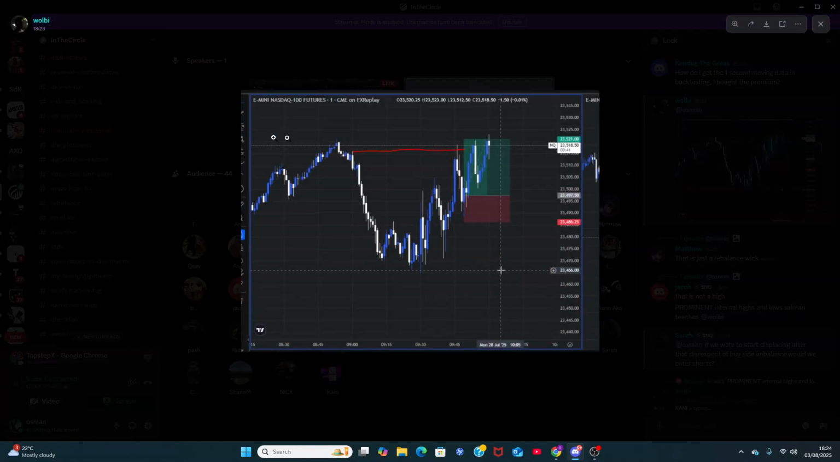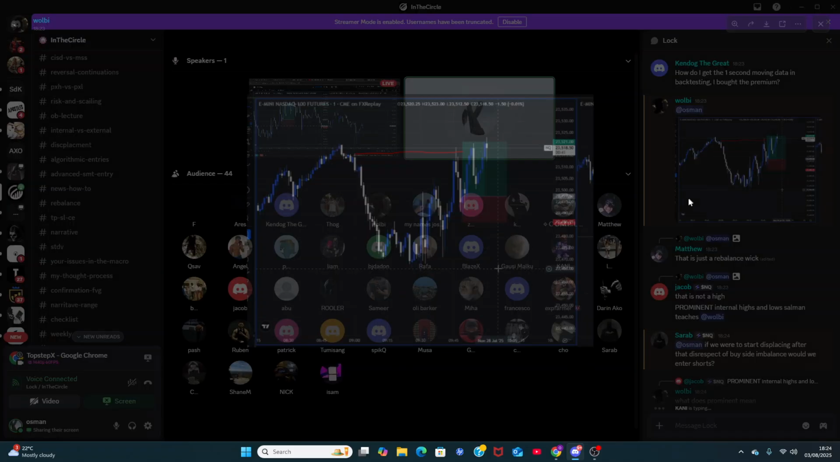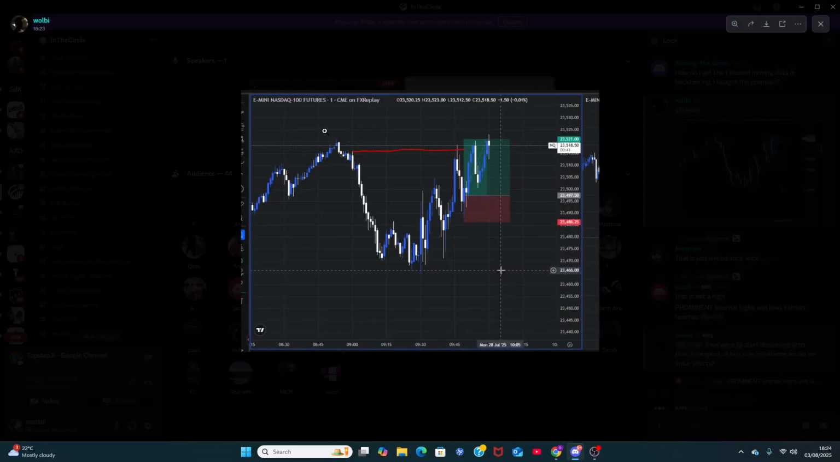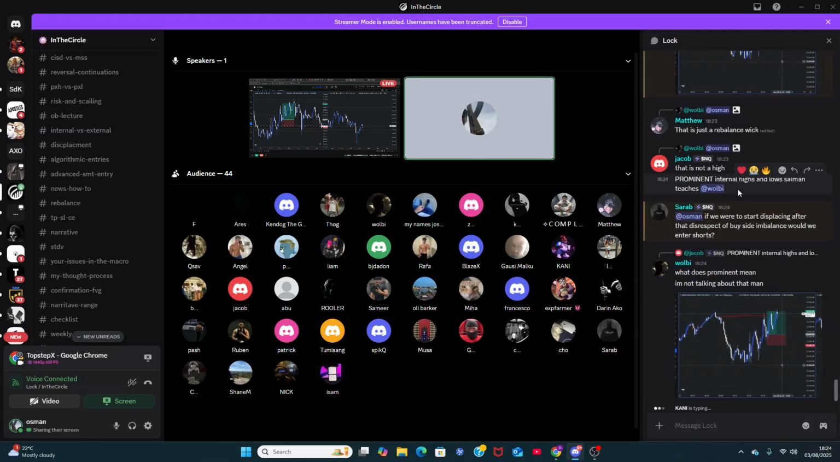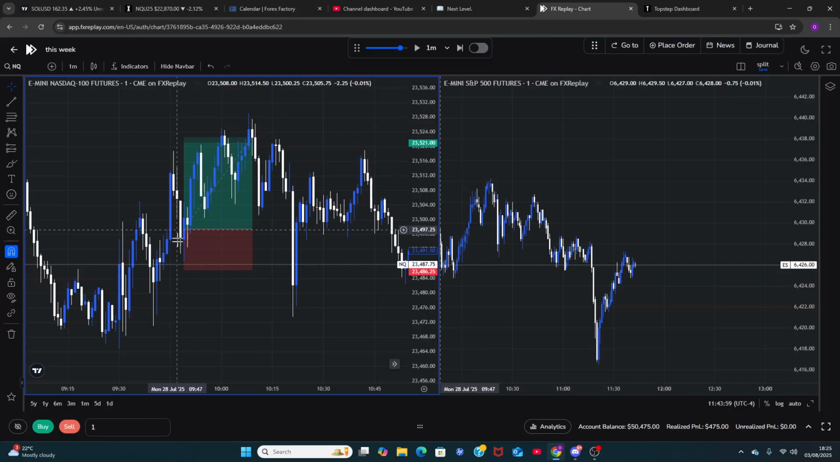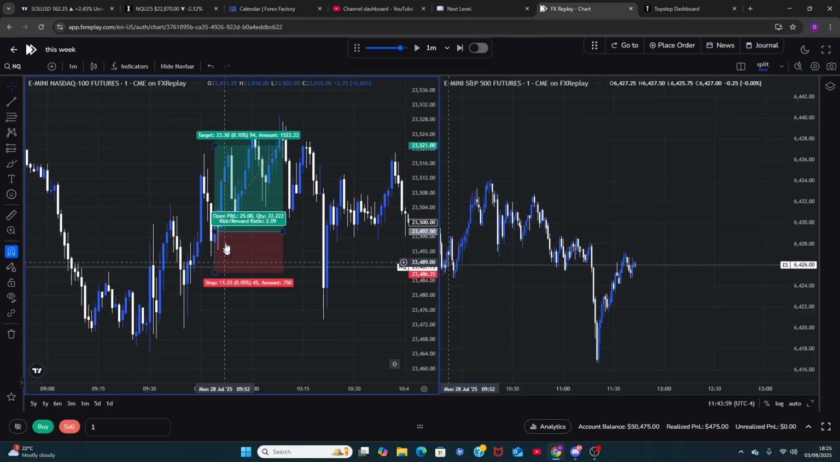Well, this is not that high. It is not what price wants to target. That's just a normal little wick. The high is high on my TP. Where my TP is, that's where price wants to go. If we start displacing after the disrespectful buy side imbalance, we enter shorts. If we start to displace here, at that point you wait for the rebalance and you can enter shorts.